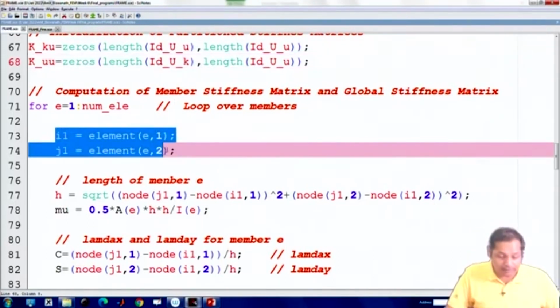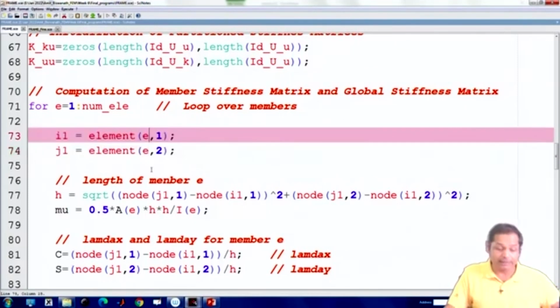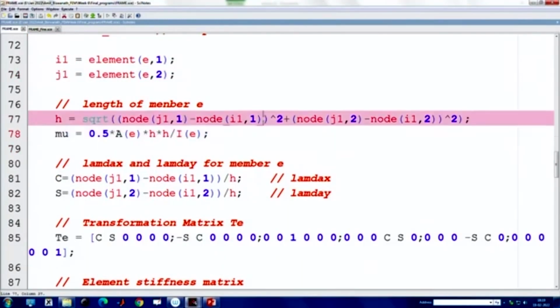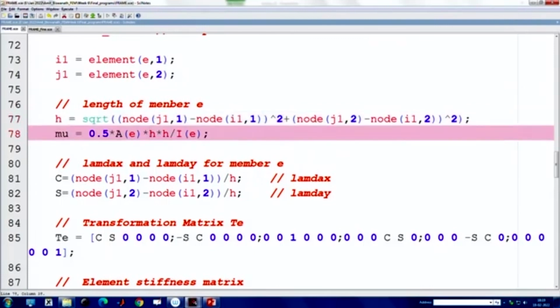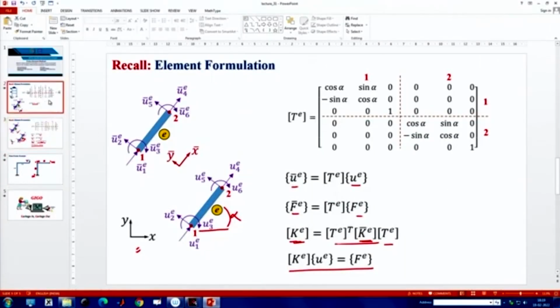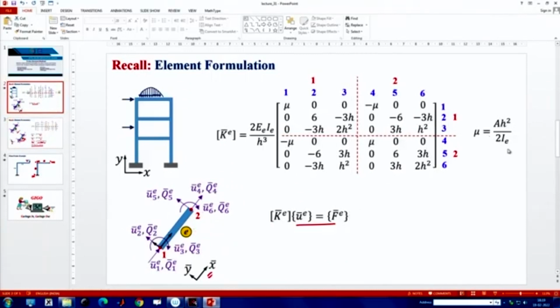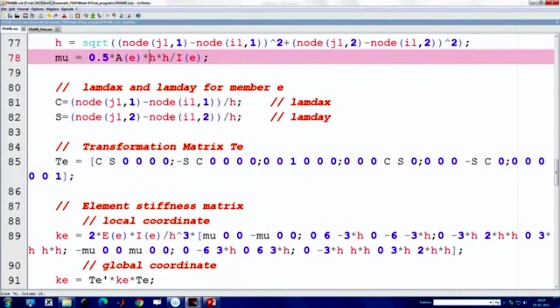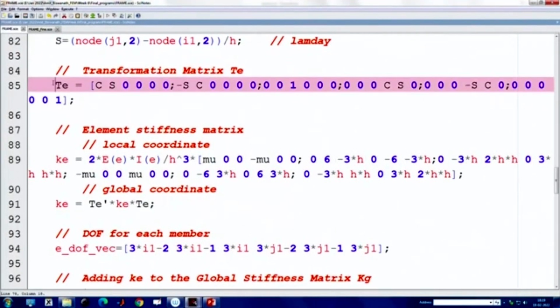So this is I1 and J1; the element E is connected between node number I1 and J1. I1 is the first point and J1 is the second point, and H is the length of the element. If we see the elements in the matrix, mu is A square by 2I. Actually this part, the first row and the third row, and first column and the third column, correspond to the axial deformation, right? So this is mu. Now we need to calculate sine theta and cos theta. So this gives you sine theta and cos theta. This is the transformation matrix.